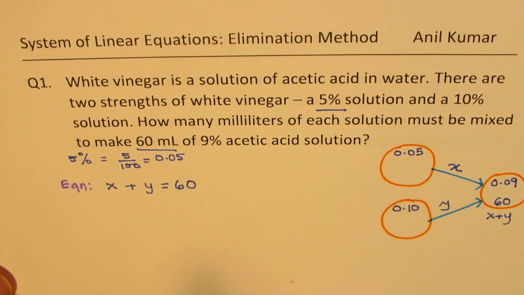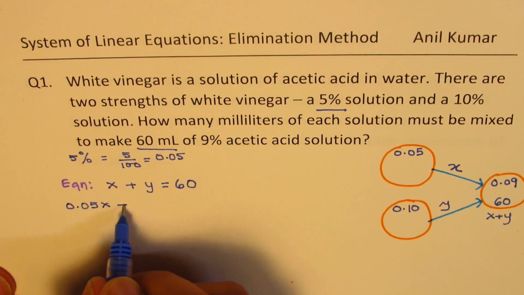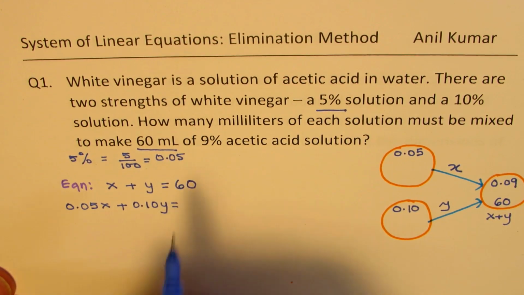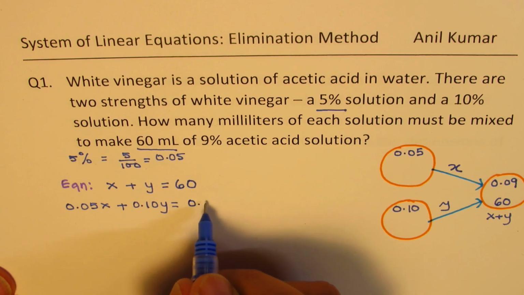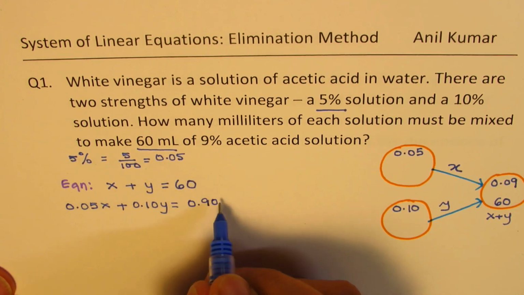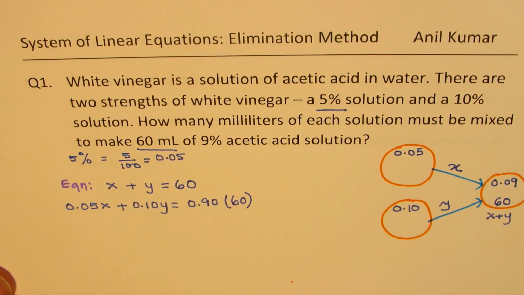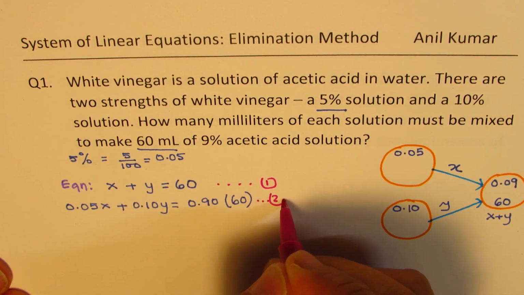5% of X, 10% of Y will give us 9% of 60 ml. So 5% of X can be written as 0.05 of X plus 0.10 of Y will give us 9% of 60 milliliters. So 9% is 0.09 of 60 ml. We know X and Y when added gives you 60 ml. So that is how you get your equations. Now let's number these equations. Let's call this first equation, and this one as our second equation.